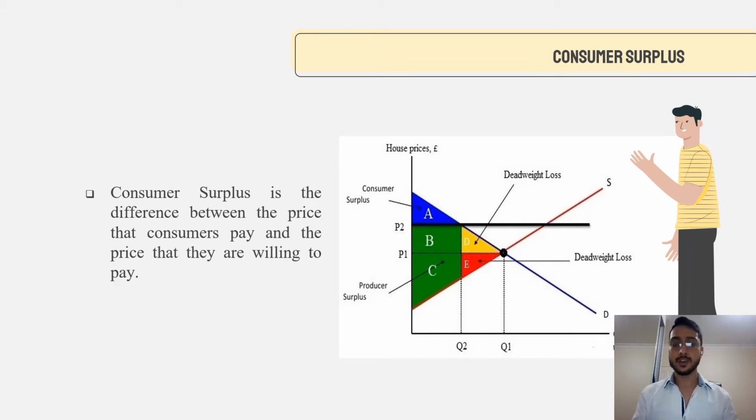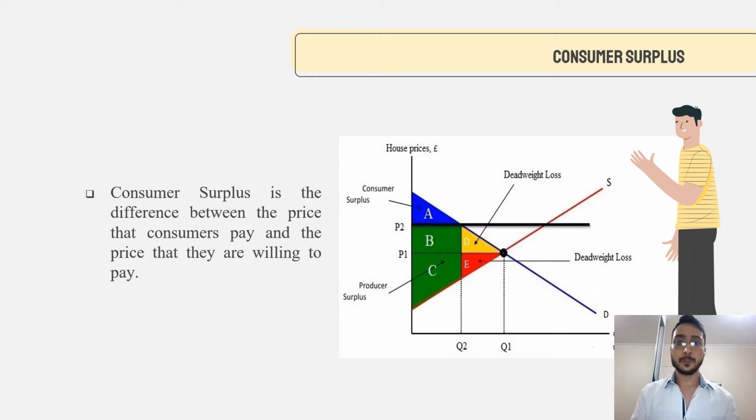So on a supply and demand curve, consumer surplus is the area between the equilibrium price and the demand curve. In the demand and supply curve, there will be a demand curve and a supply curve, and there is an intersection between demand and supply, which is known as the equilibrium point, which will determine the price and quantity in the market.